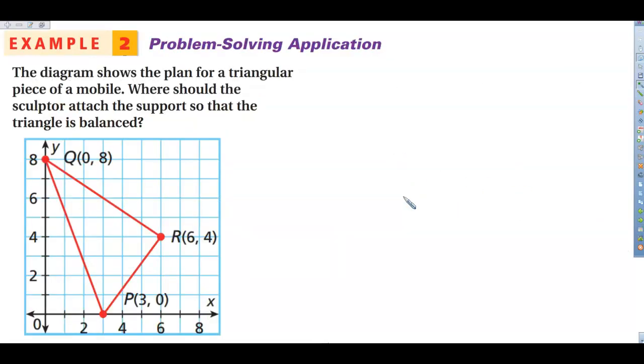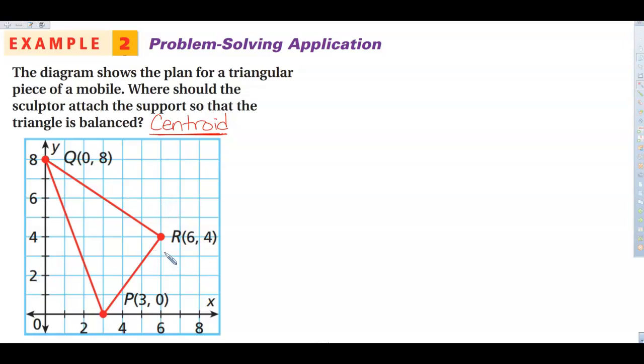All right. For our next one, we have a plan for a piece of a mobile, which are the things that hang above baby cribs or decorations and things like that. So we want to know, if we're sculpting a mobile, where do we attach the support so that the triangle is balanced? Well, remember what I was saying at the beginning is that balancing point is the centroid. All right, so we want to find where the centroid is.